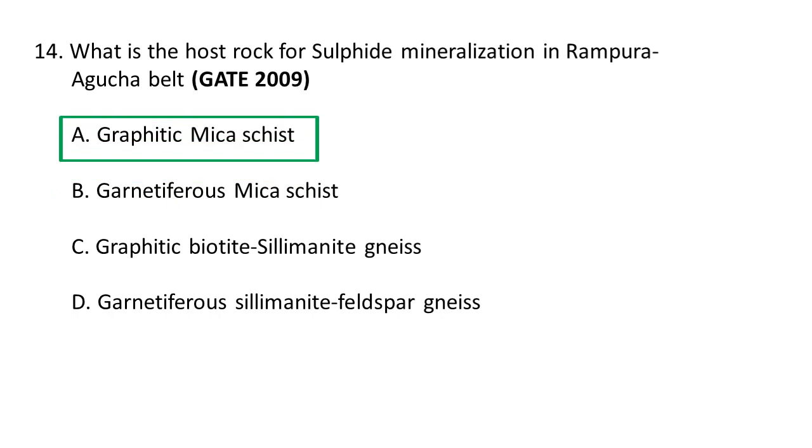The correct option is that the host rock for sulfide mineralization in Rampura Agucha belt is graphitic mica schist. So this graphitic mica schist is the host rock for the sulfide mineralization in Rampura Agucha belt. It is a graphitic mica schist, and specifically a graphite mica sillimanite schist, which is considered a metamorphic rock with significant graphite content along with mica minerals like biotite and muscovite.